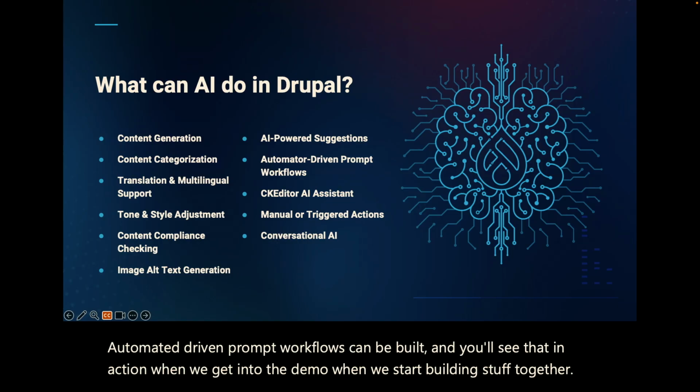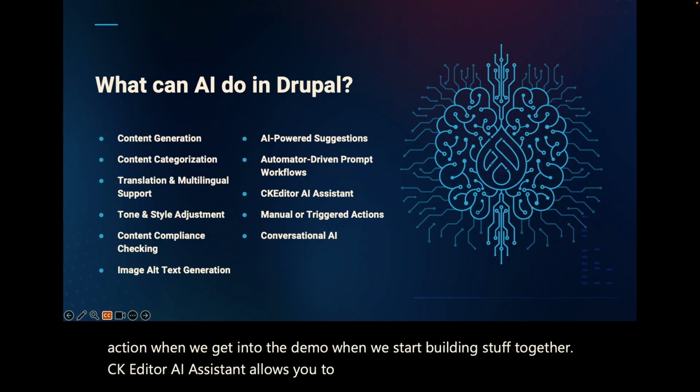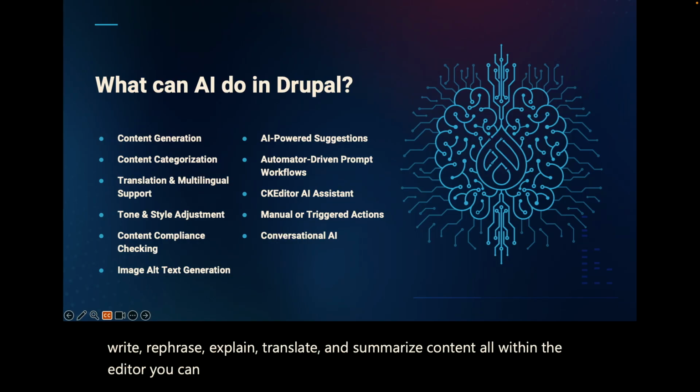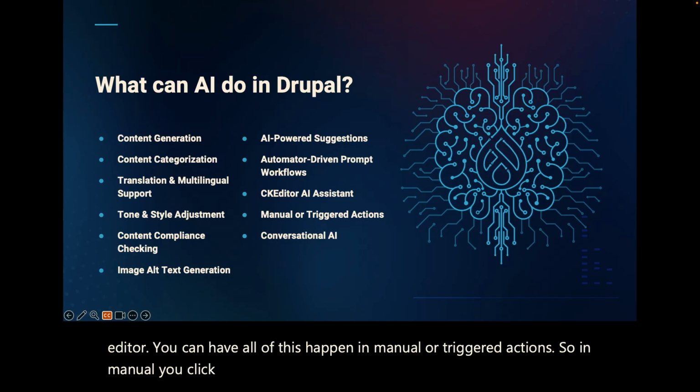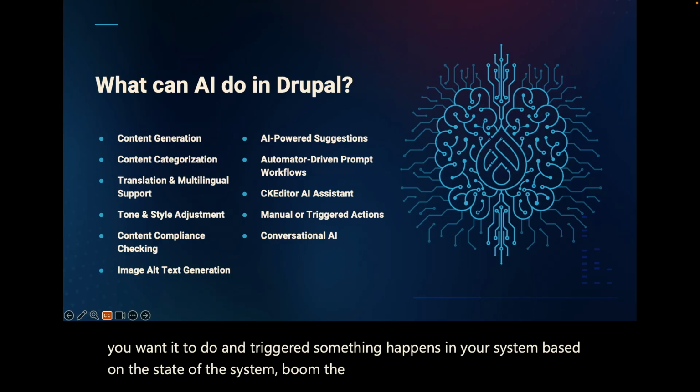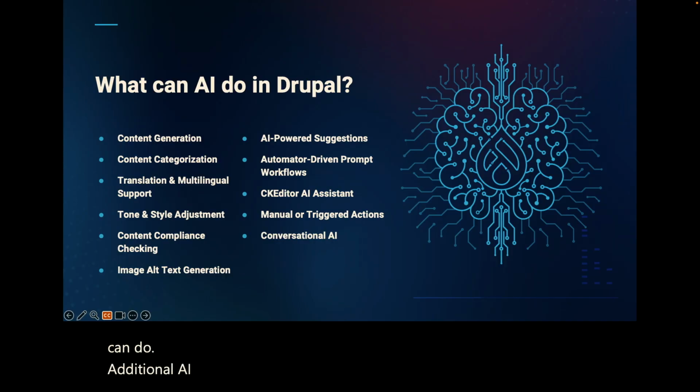CKEditor AI Assistant allows you to leverage CKEditor's AI Assistant to write, rephrase, explain, translate, and summarize content, all within the editor. You can have all of this happen in manual or triggered actions. So in manual, you click on a button, it kicks off an event, boom, the AI does what you want it to do. And triggered, something happens in your system. Based on the state of the system, boom, the AI does its thing. And then finally, you can do conversational AI, like, for example, chatbots to assist and support your users.